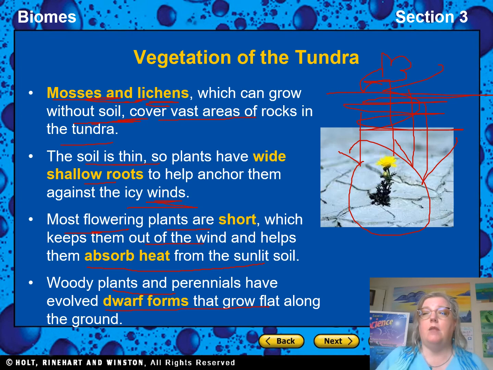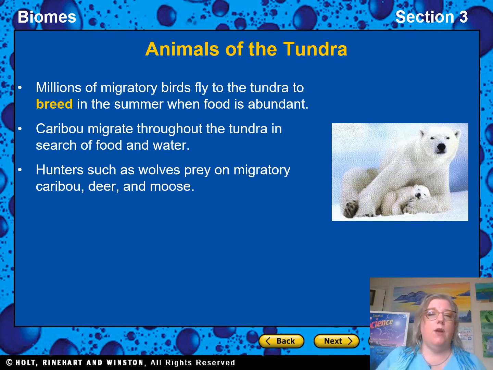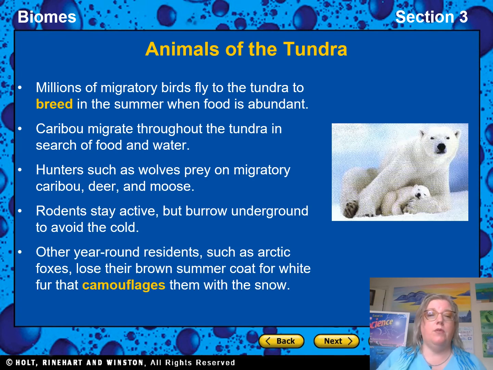So let's see what animals live in the tundra. We've got our polar bears. We also have wolves, moose, and caribou especially. Remember, that's like a reindeer, like Santa's reindeer. Yep, caribou. They migrate throughout the tundra in search of water and food.